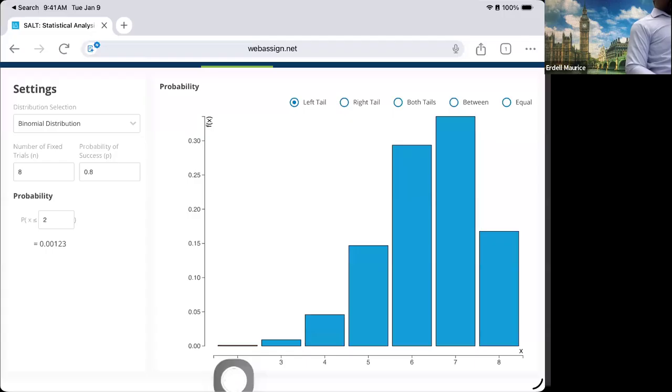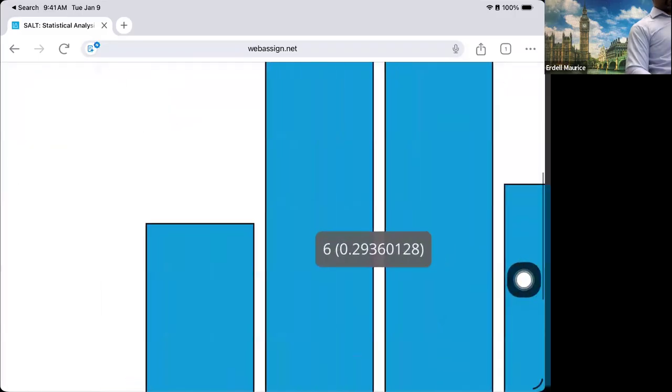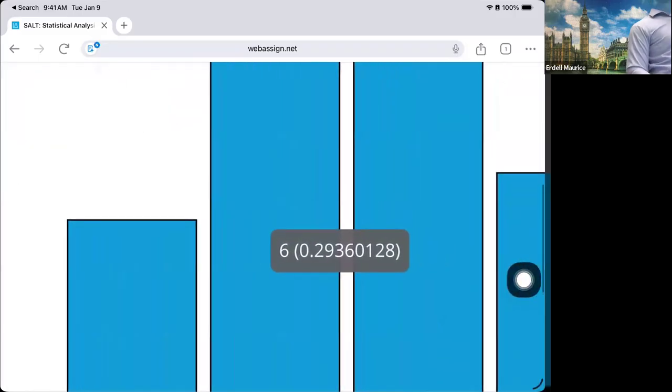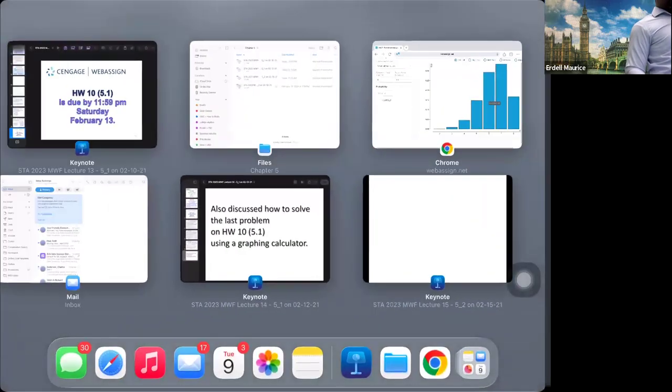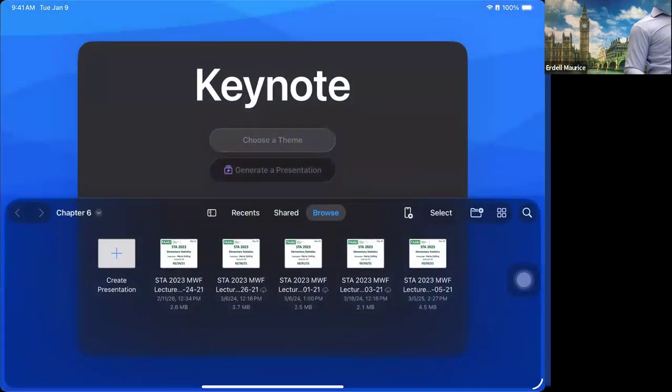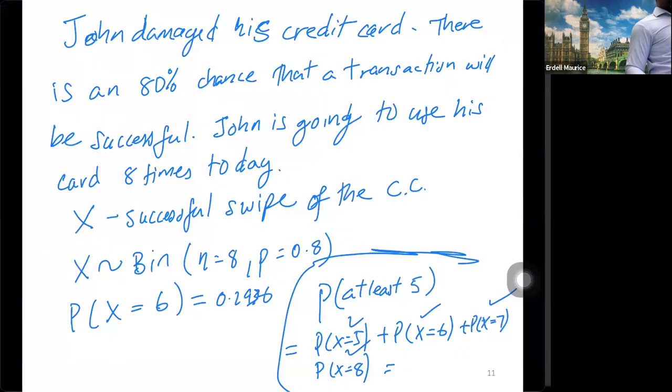The probability that 2 are successful is this. The probability that 3 are successful. If you click on each one, it'll give you the probability. The question asks for 6, correct? So if I just tap right here, see, 0.2936. Can you see that right here? It's 6, 0.2936. That's the probability that 6 of them are successful. That's how I got this answer. 0.2936. All right, SALT will do it for you.